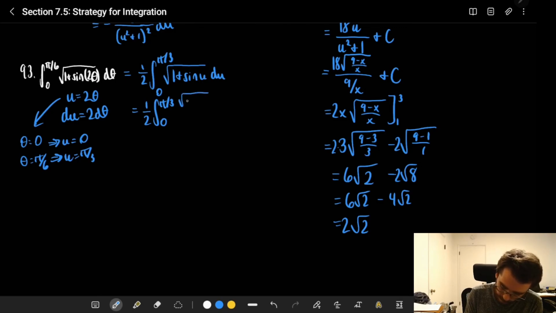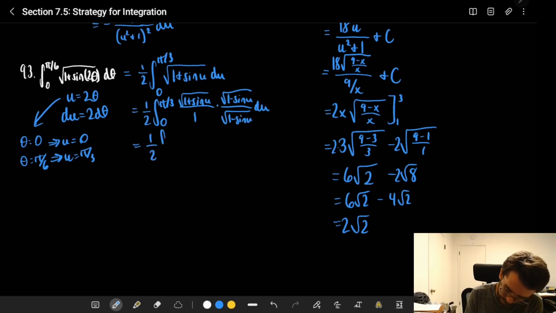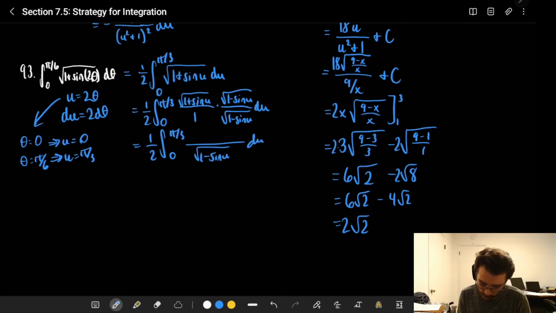Let's do the multiply by the conjugate thing again. It should work here as well. 1 minus sine u under the square root. And this becomes the following integral. On the bottom, we still have the square root, which we can handle with another substitution. On the top, you have square root of 1 minus sine squared. That's square root of cosine squared, which is cosine.